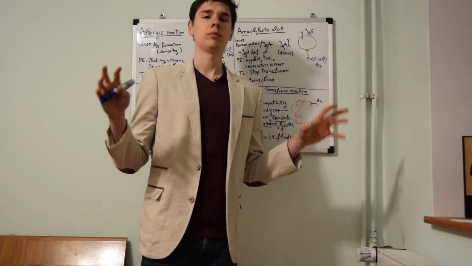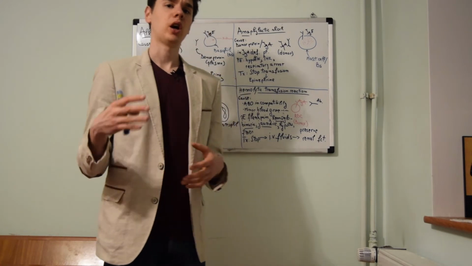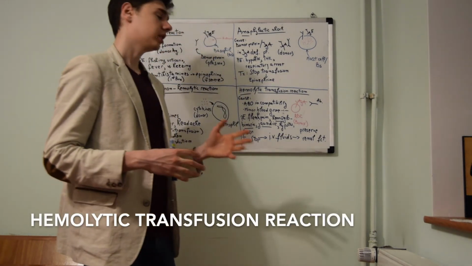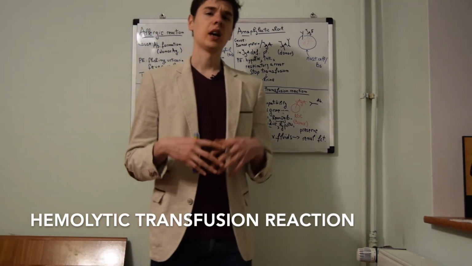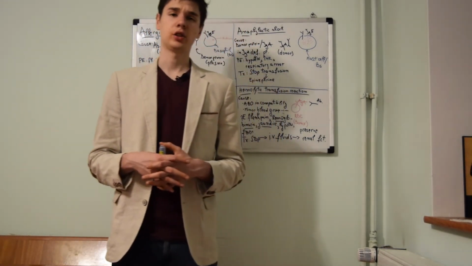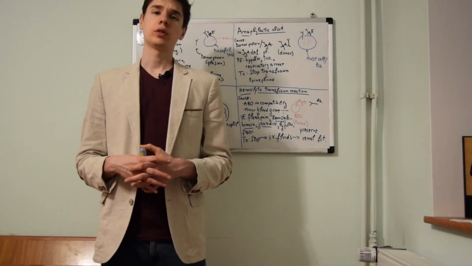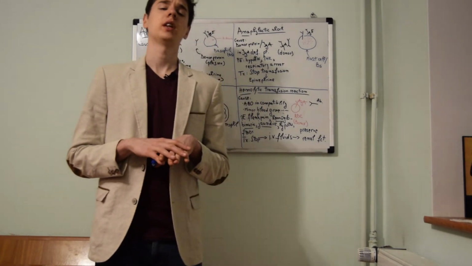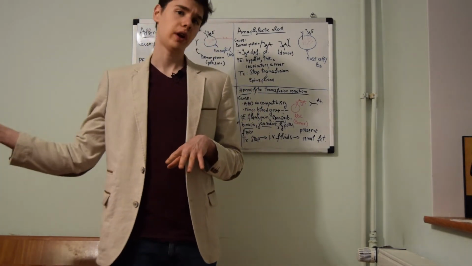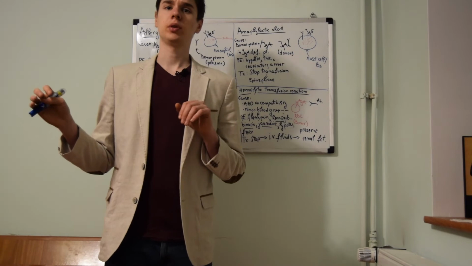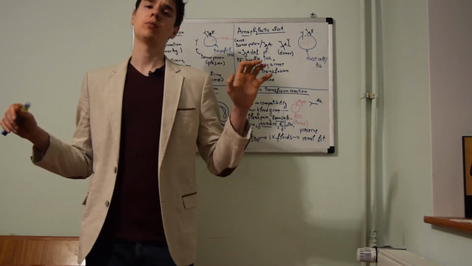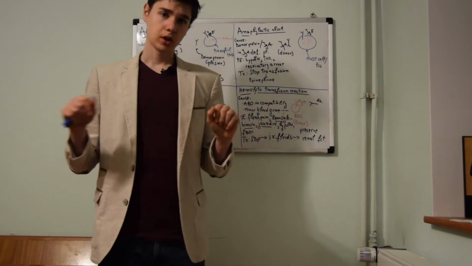The last transfusion reaction is the most severe. It is a type 2 hypersensitivity reaction. It is named hemolytic transfusion reaction. The hemolytic transfusion reaction can be caused by preformed antibodies in the case of an AB0 hemolytic transfusion reaction, or it can be caused by formed antibodies in the case of minor blood groups.